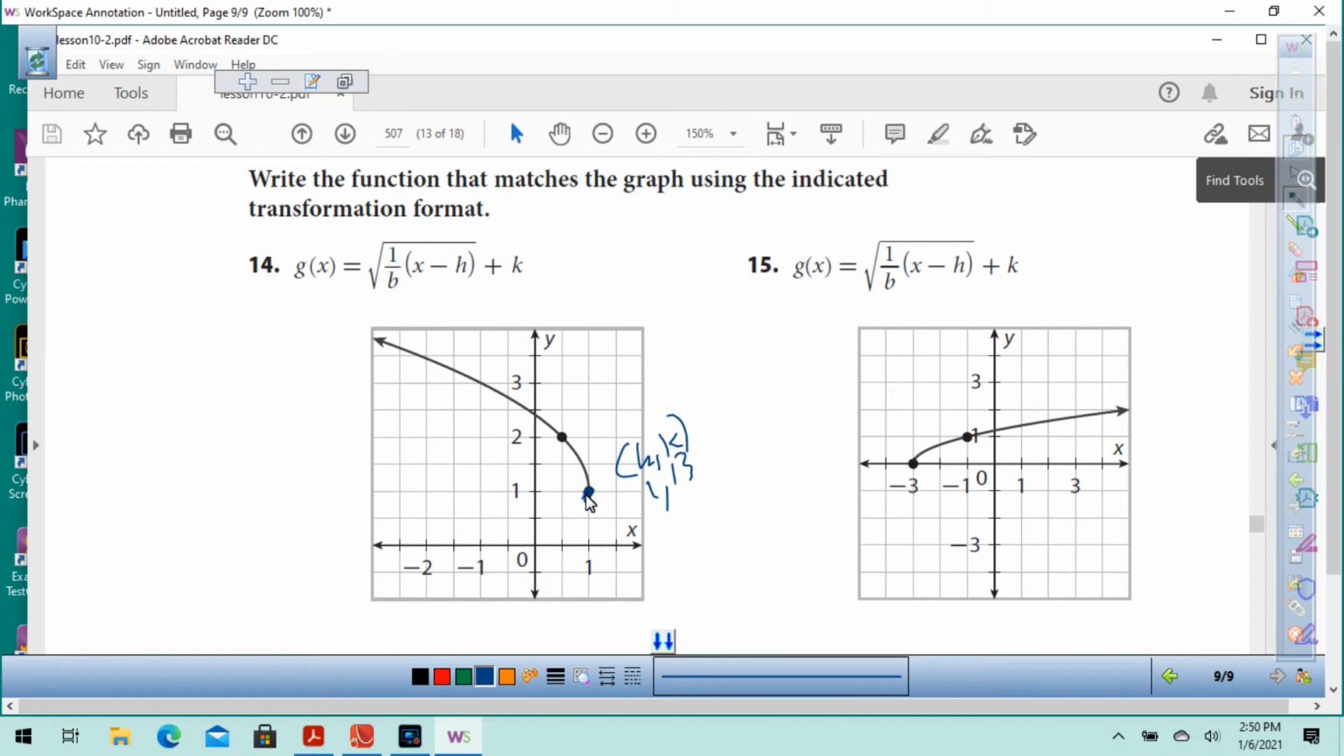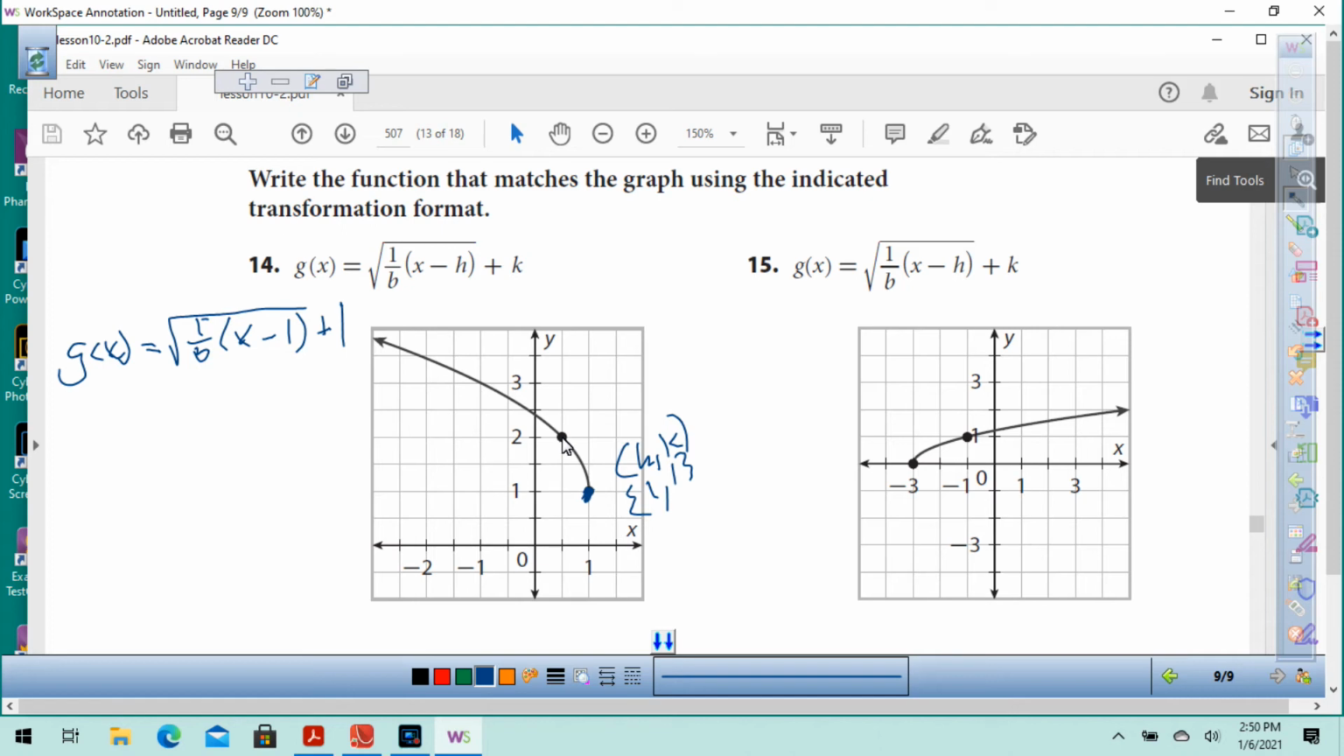1 and 1, right? Okay. So we've got part of it. g of x equals the square root, and we got 1 over b, and then we got x minus 1, and then out here we got plus 1. So we need to find out what b is here.